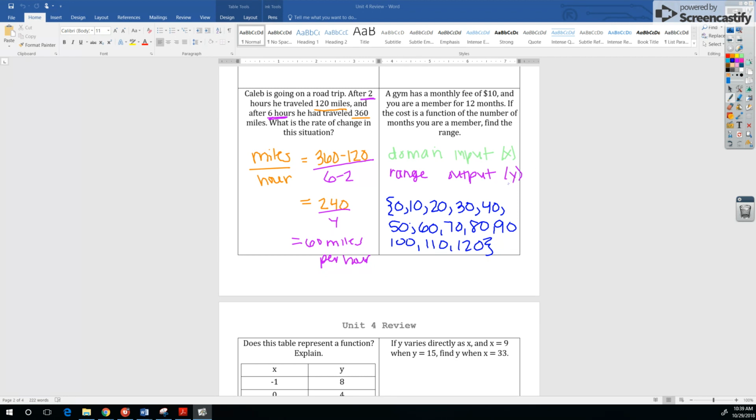There would be no time where you would have a charge for $5 or $5.50 or $21. It's only going to be at these specific range values, making this a discrete function. So if we put this on a graph, you're not a member, you don't pay any money. You're a member for 1 month, it's $10. You're a member for 2 months, it's $20. You're a member for 3 months, it's $30. You wouldn't connect this because it's not like you have to pay 50 cents every day to be a member. At every month, you pay $10.